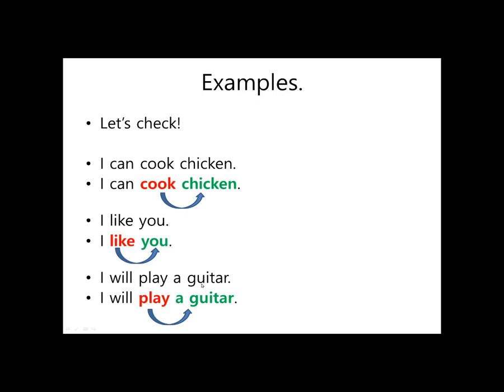I will play a guitar. So we have I will, and we got play. This is our transitive verb. I will play a guitar. So this is the object. This is the object noun.